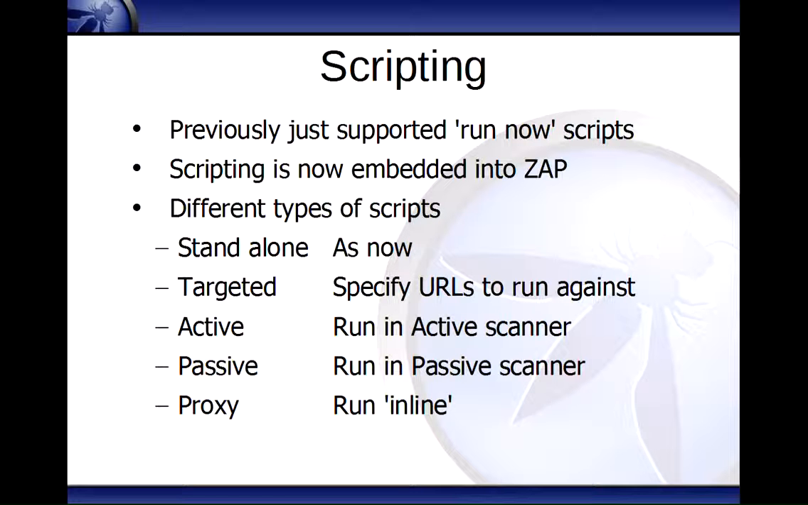So the next thing I want to talk about is scripting. So Zap has had a scripting console for quite some time, and that allowed you to run scripts in place. You could write a script and run it. It would have access to all these Zap internals, but it only ran when you told it to. What we've done now is we've actually embedded scripting within Zap. So we have standalone scripts. You say when to run them. We have targeted scripts, so you actually specify what URLs they run against. And you can actually create active and passive scanning rules using scripts, and we can have scripts that run inline as part of the proxy.